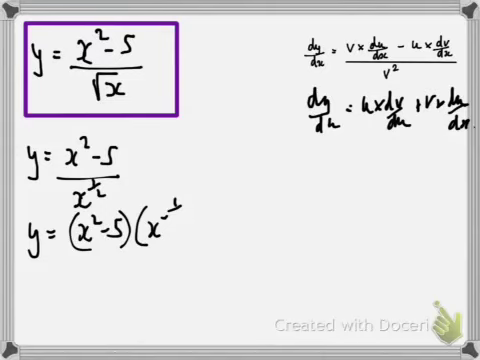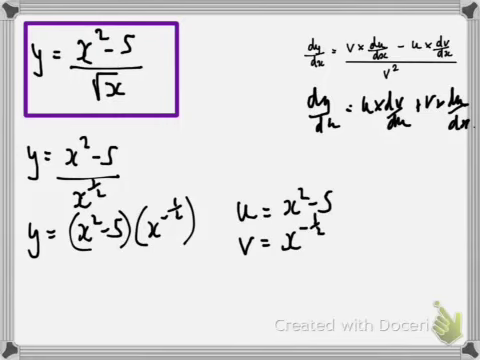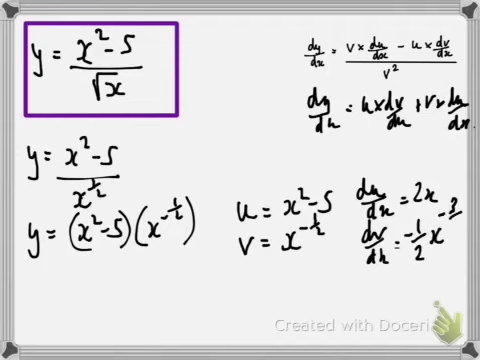By bringing that x to the power of a half from the denominator to the numerator, it actually becomes negative a half. I've now got a product. In my product, I've got my u, which is x squared minus 5, and my v, which is x to the power of negative a half. So my du dx is simply 2x. My dv dx is a bit trickier. It's negative a half x to the power of negative 3 on 2.